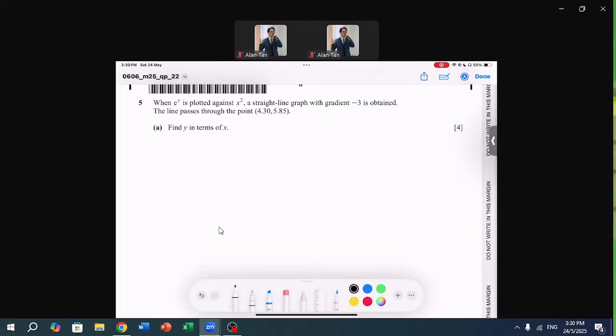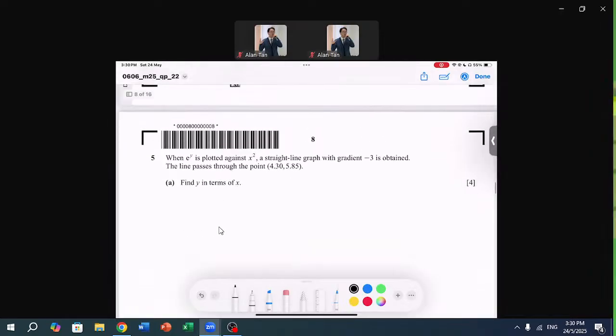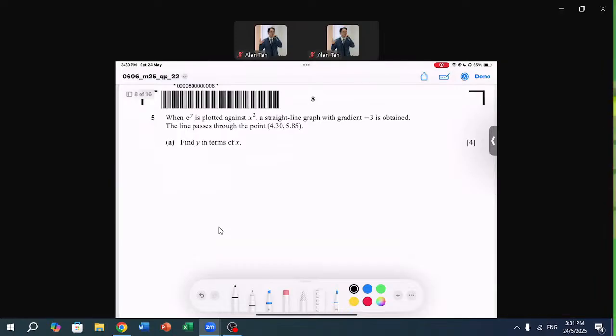But still, this is still not going to be too much. Oh wait, I'm not as sure that this is always correct. When ln y is plotted against x squared, a straight line graph of gradient negative 3 is obtained. So ln y equals negative 3x squared plus c. The line passes through the point (4.30, 5.85). So when ln y is 5.85, it is negative 3 times 4.30 squared plus c.